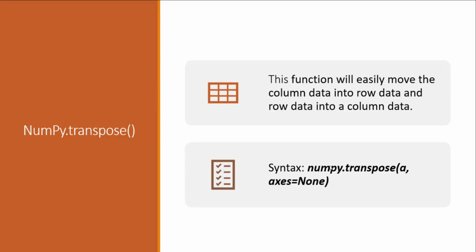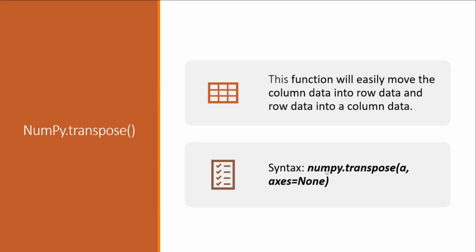numpy.transpose is the function name, and within this function there are two parameters. The first one is a. This parameter specifies the input array whose elements we want to transpose. The next parameter is axis. By default, it takes the value None, and it specifies the axis. If we do not mention the axis, by default it reverses the dimensions.